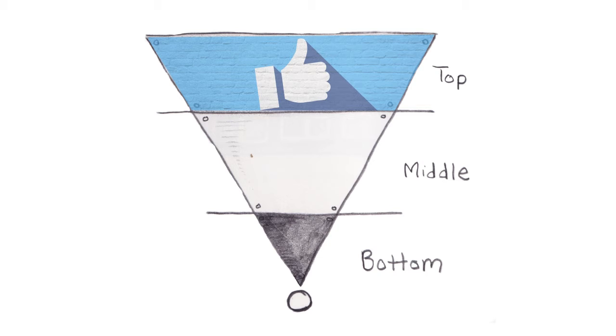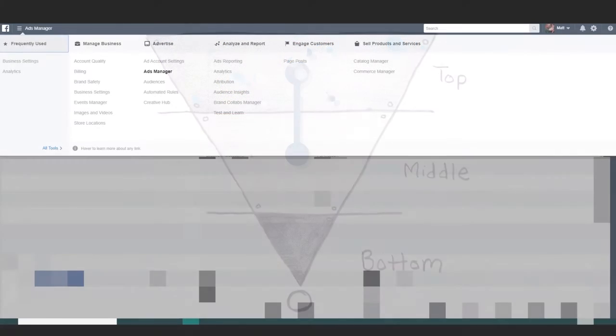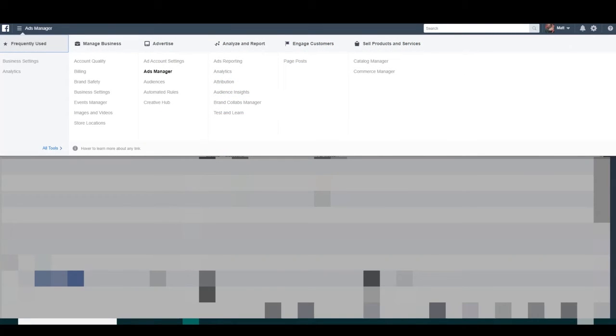So next, while these are running, and you can let these run for a couple days if you'd like, we're going to create an audience to capture people that have watched 3 seconds or more of our video. Now to do that, we're going to create a custom audience. We're going to do that within Facebook's Ad Manager.